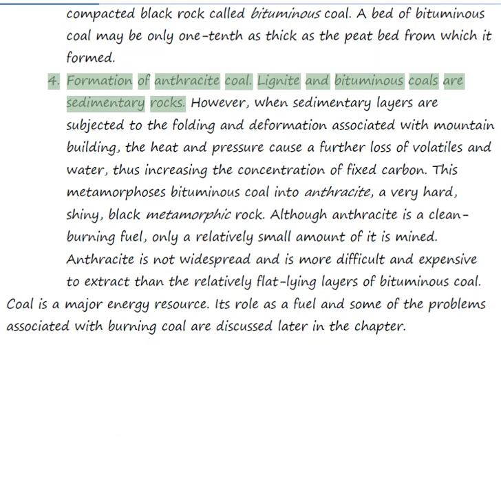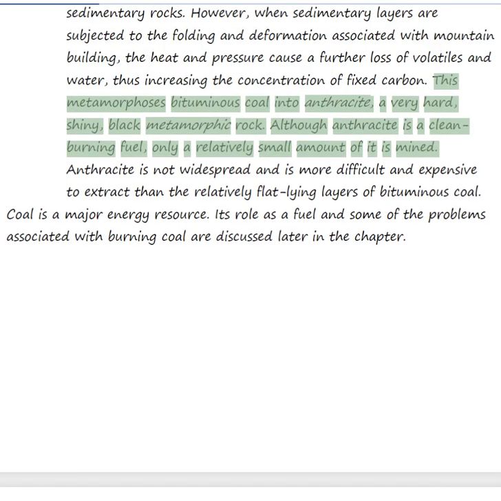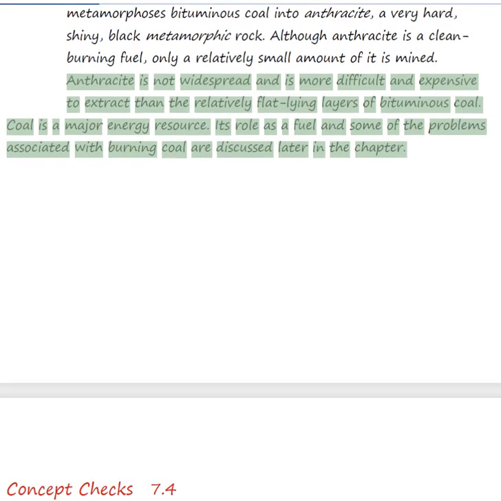4. Formation of anthracite coal. Lignite and bituminous coals are sedimentary rocks. However, when sedimentary layers are subjected to the folding and deformation associated with mountain building, the heat and pressure cause a further loss of volatiles and water, thus increasing the concentration of fixed carbon. This metamorphoses bituminous coal into anthracite, a very hard, shiny, black metamorphic rock. Although anthracite is a clean-burning fuel, only a relatively small amount of it is mined. Anthracite is not widespread and is more difficult and expensive to extract than the relatively flat-lying layers of bituminous coal.